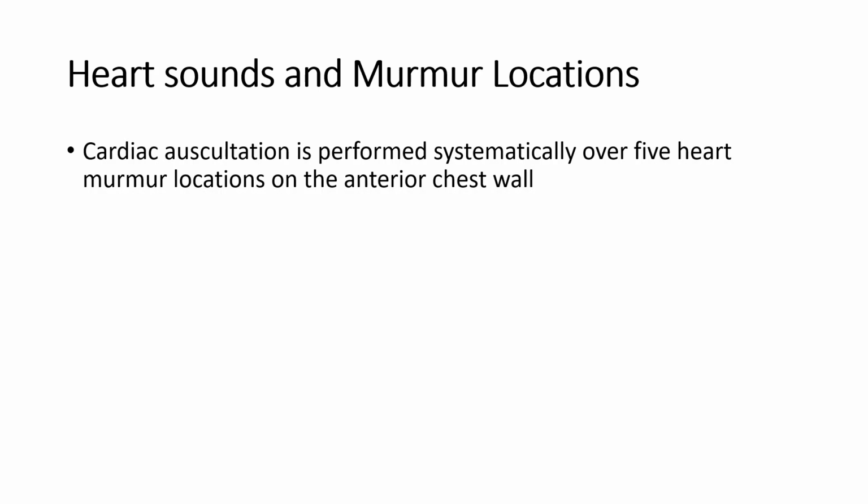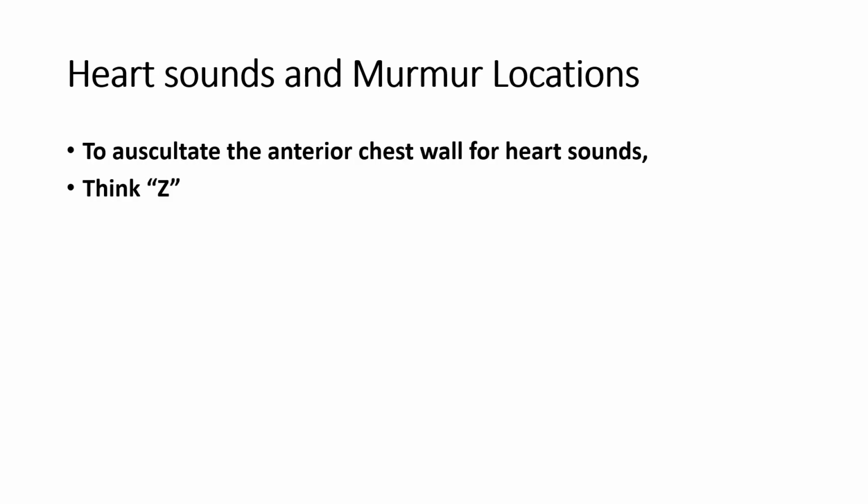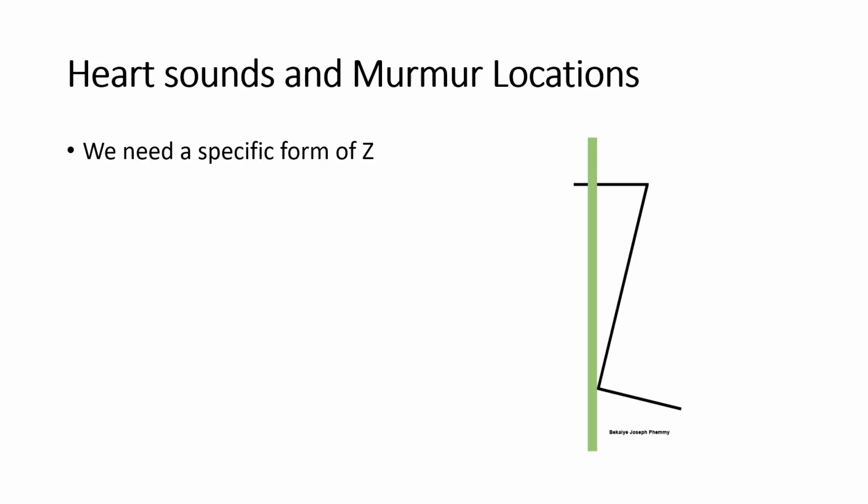Look, cardiac auscultation is performed systematically over 5 areas in the anterior chest wall. And you think of Z, okay, definitely not this type of Z, not this one, not this one. All right, we will have to draw the specific form of Z that we need. Yes, Z like this. Now we'll place the sternum and the left sternal border. See that writing is the left sternal border, to see how this Z goes.